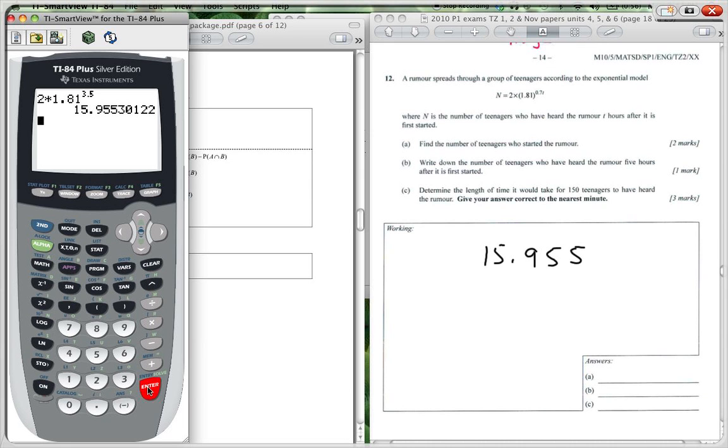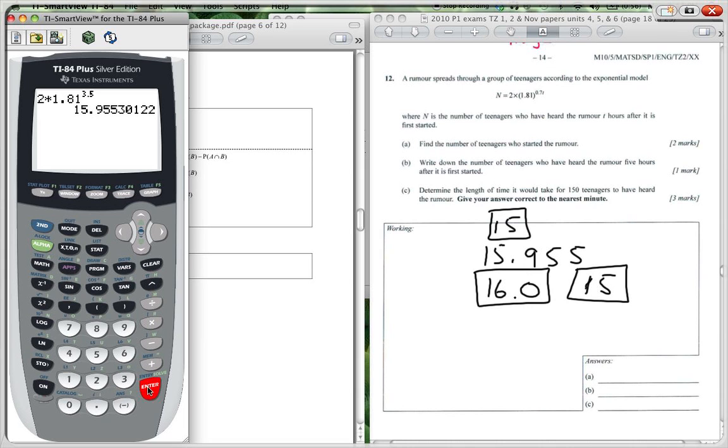15.955. Now we usually do things to 3 significant figures, so that would be 16.0. But if you had written 15, it also would have been given as correct. So either 16 or 15. The reason 15 is considered is because you're not up to a full student. These are discrete values. So you could say, well, it's 15.9, it's not quite 16, therefore you could say 15. So either one of those would be correct.